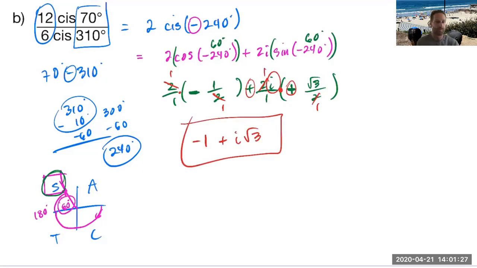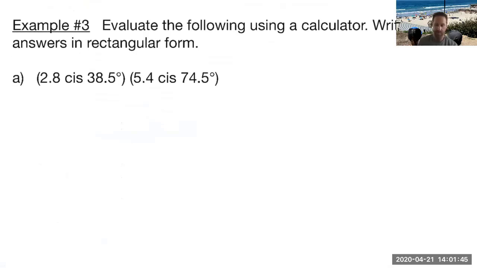That's it, my friends. Pretty simple. The product and the quotient theorem. Just be careful with the angles. And then when you go to evaluate, knowing your reference angles, and particularly the quadrant and whether they're positive or negative. All right. Moving on to example 3.